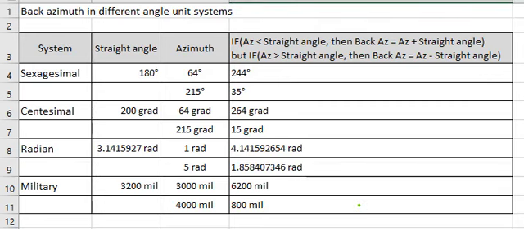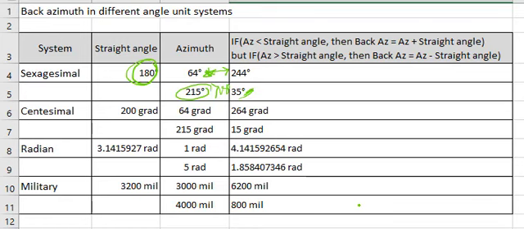Calculating back azimuths in different angle unit systems. If we are considering the sexagesimal system, where the straight angle is 180 degrees, so if the azimuth is less than 180, we add to it 180. For example, we have here an azimuth of 64. It is less than 180, so we add to it 180, and this will become 244. If the azimuth is more than 180, then we will subtract 180, and the back azimuth now is 35 degrees.